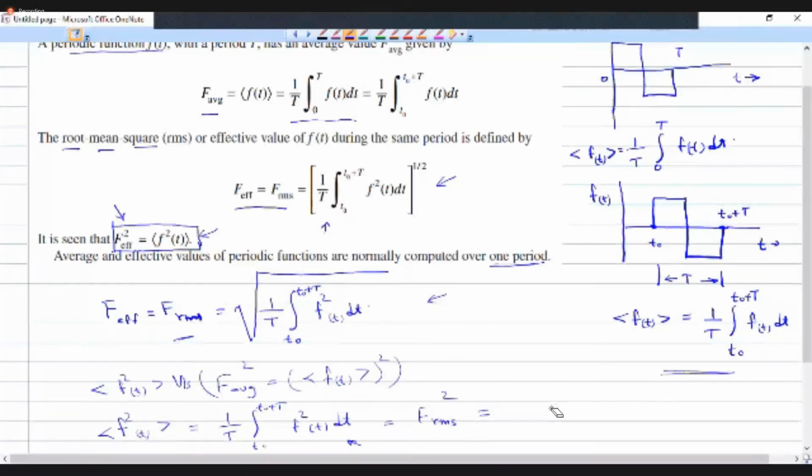So I hope you understand what I meant to say by this relationship. As you can see here, if I square this RMS value, that radical will disappear. So you understand what I meant to say.